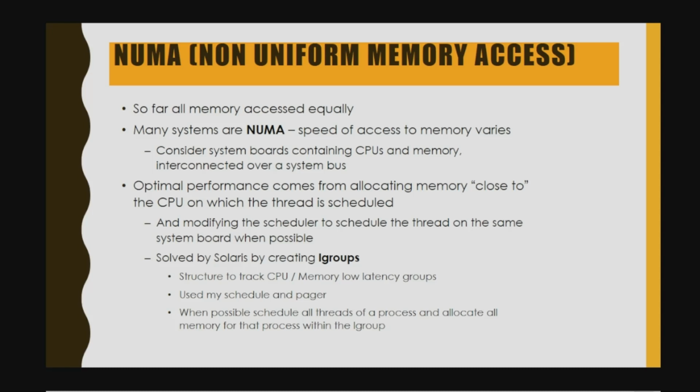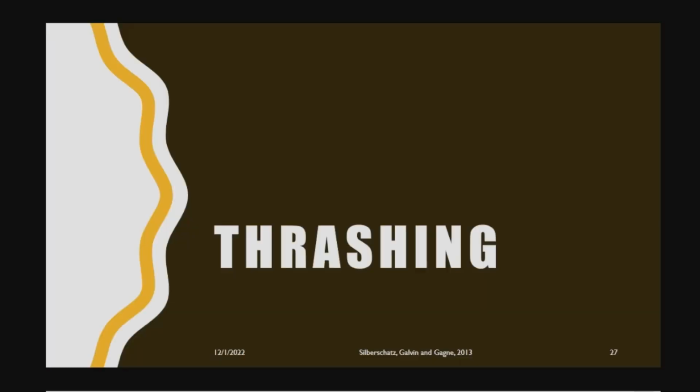Optimal performance comes from allocating memory close to the CPU on which the thread is scheduled, and modifying the scheduler to schedule the thread on the same system board when possible. Solaris solved this by creating lgroups, a structure to track CPU and memory low-latency groups, and then using them in the scheduler and pager. When possible, it schedules all threads of a process and allocates all memory for the process within the lgroup. So this part is solved by Solaris.